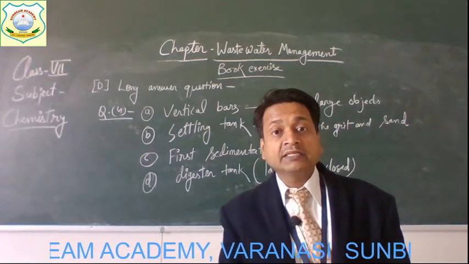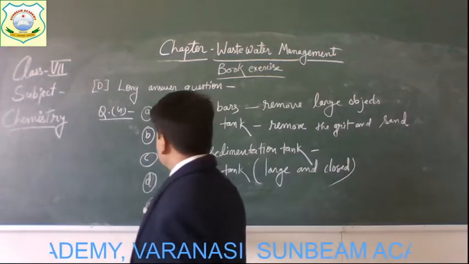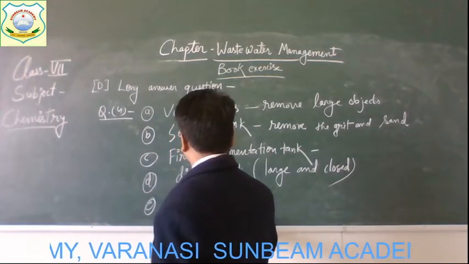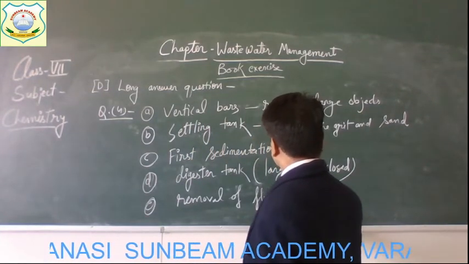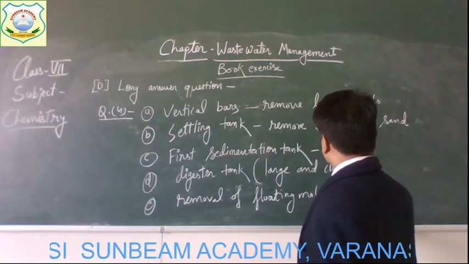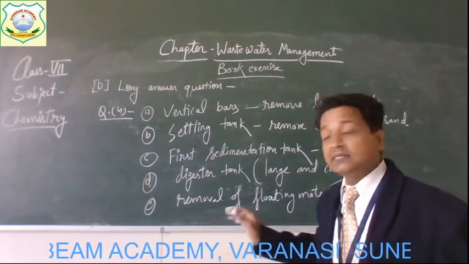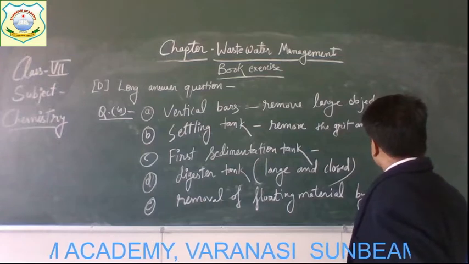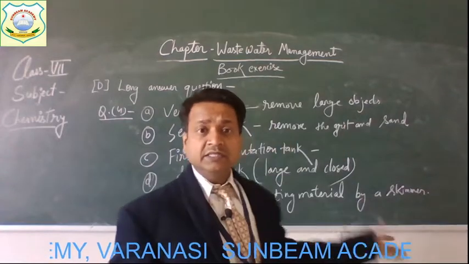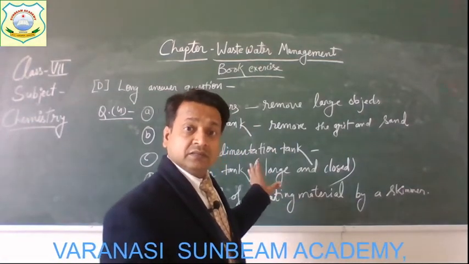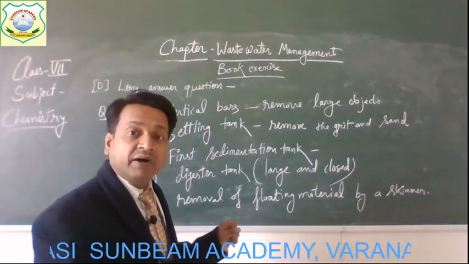Get it? And after the digester tank, which is large and closed, what happened? The floating materials are removed by a skimmer in this one. So the next step is removal of floating materials by a skimmer. Get it? In this digester tank, the floating materials which are present there get removed from it with the help of a skimmer.